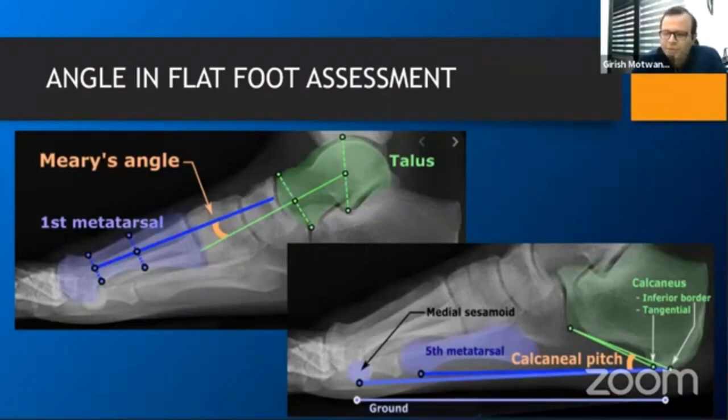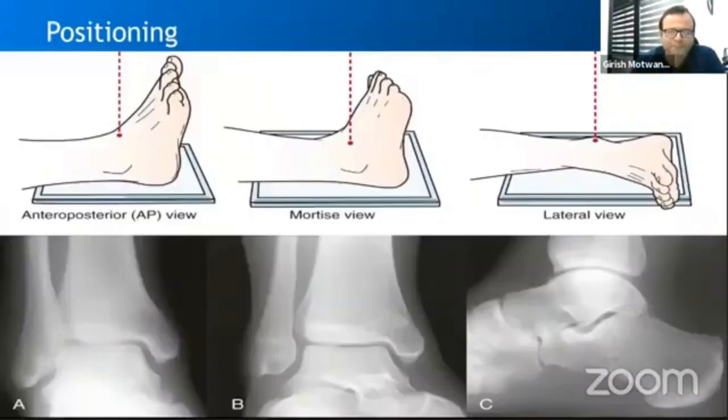Similarly, calcaneal pitch, the lower axis on the surface of the calcaneum to the ground surface, should be between 20 to 30 degrees. More than 30 degrees is cavus; less than 20 degrees is part of flat foot.